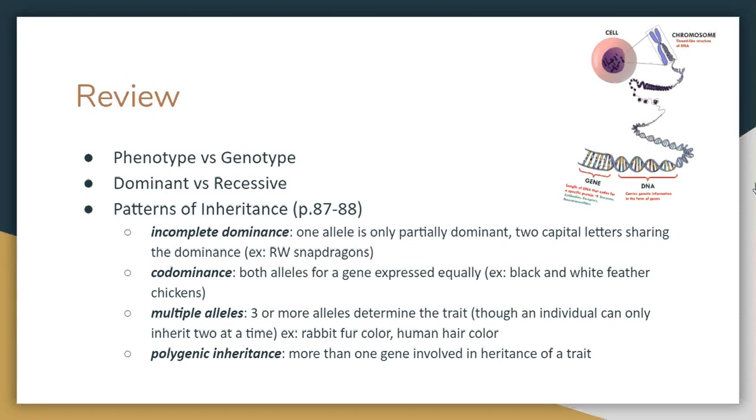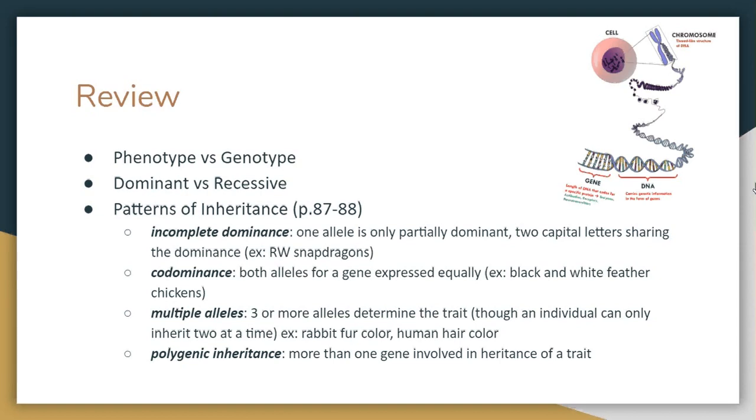Co-dominance, both alleles for a gene are cooperating and expressed equally. They aren't blended, they're both there. Okay? A black chicken and a white chicken have a baby. That chicken will have both fully black and fully white feathers. We will see both fully at the same time.